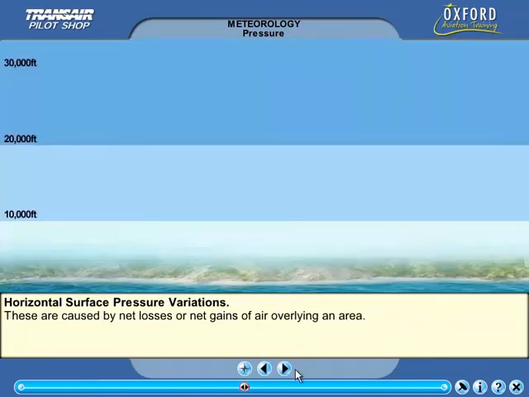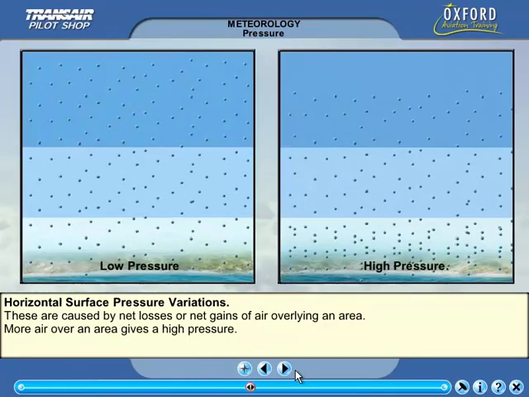Let us first analyze the variation of pressure horizontally. Why, for instance, might we get a high pressure in one area and a low pressure in another? If on a given day there is a greater amount of air overlying the surface, then the weight of air will increase, and therefore the pressure will increase.